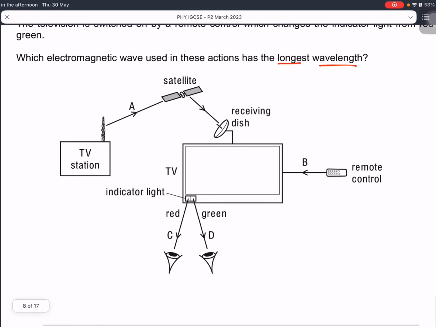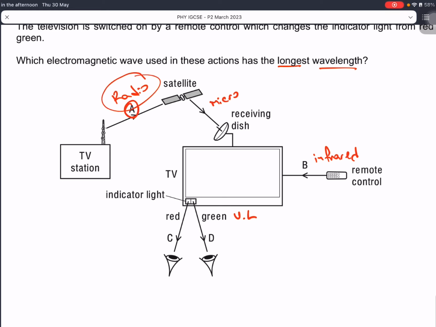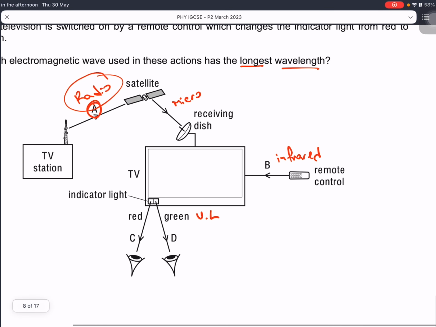So, from TV to satellite, we have radio waves. From satellite to antenna, we will have microwaves, guys. From remote to TV, we will have infrared. And the green and red lights are visible light, definitely. All right, which one has the longest wavelength? Guys, radio is definitely the longest, so our answer is A. So let's remember the order from longest wavelength to shortest wavelength waves.